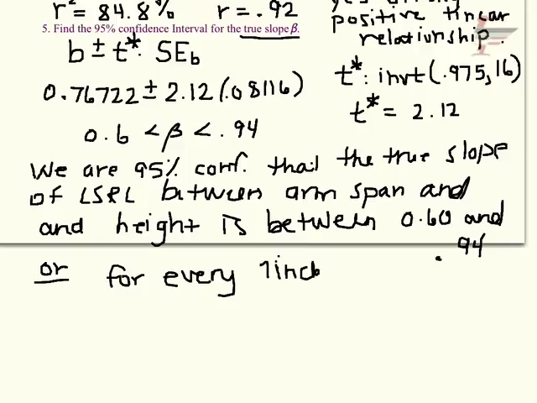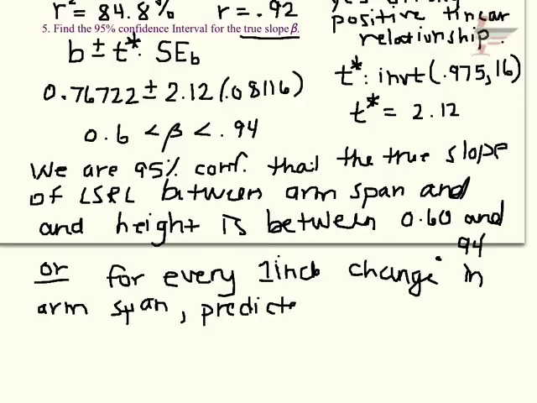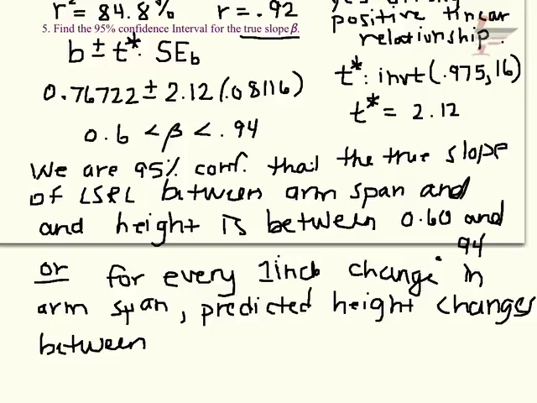for every 1 inch change in arm span, the predicted height changes between 0.6 and 0.94 inches on average. So to me, the last statement probably makes more sense, but you could do either one.